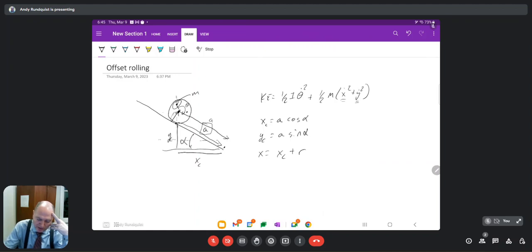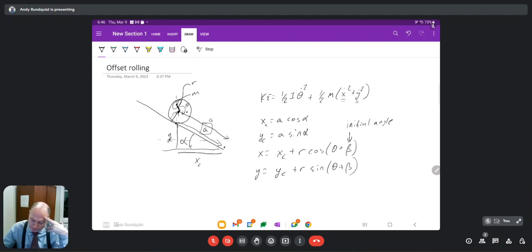So this distance right here, we're going to call r. And we'll call this cosine of theta plus what I'll call beta. So that's the initial angle of where you set it. And then y is going to be y center plus r sine of theta plus beta. Cool.